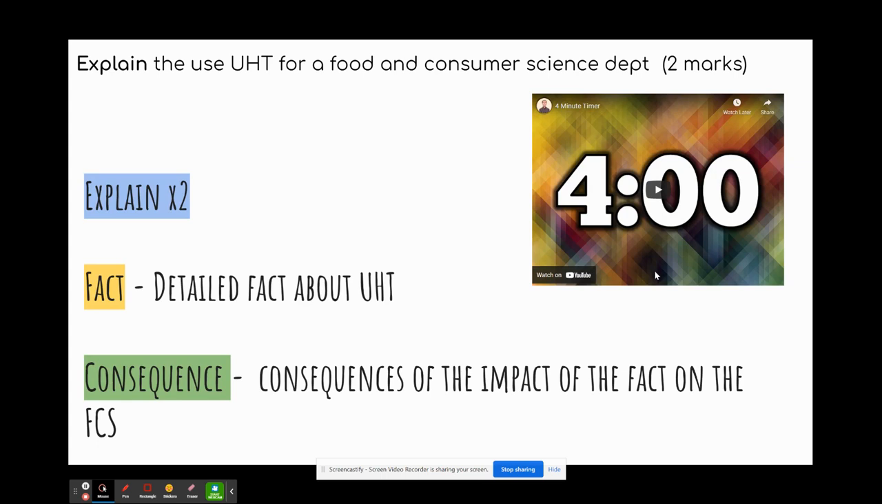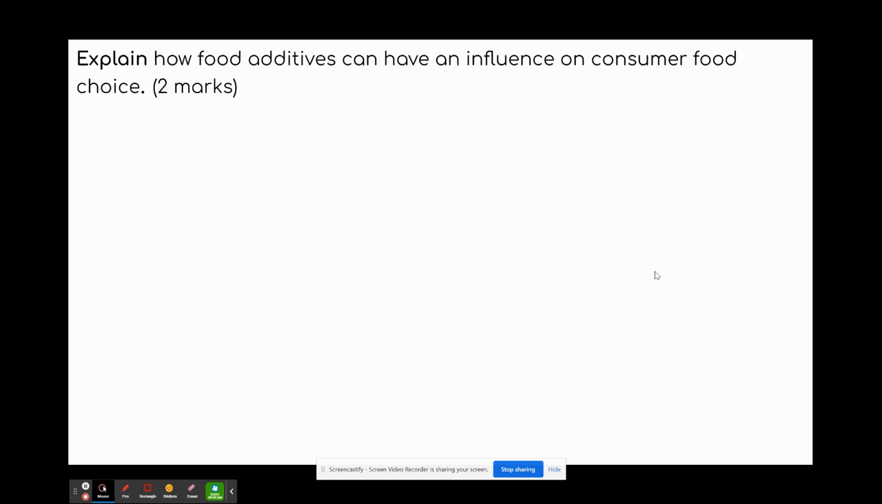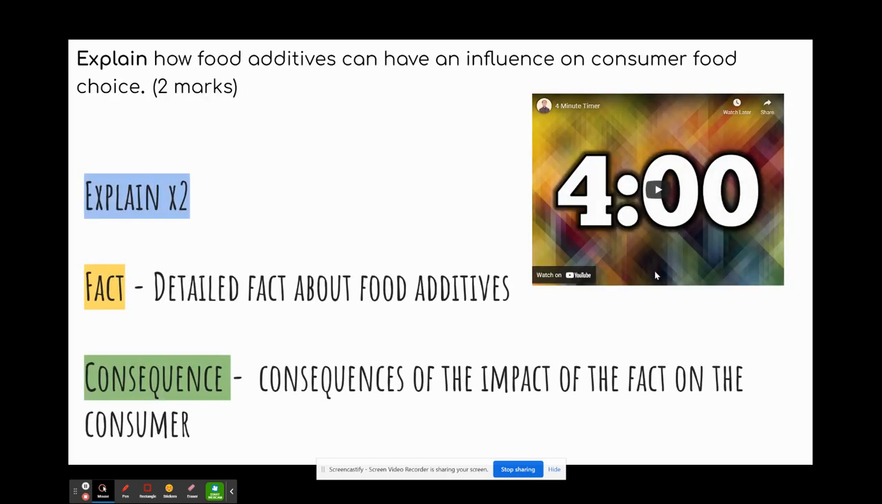Lastly, we've got 2 more questions here that you can work on independently. Every question tells us 3 things. Thing 1 is a command word, so you have an explain question here. The mark allocation is 2, so you would need 2 facts and consequences. And we are relating back to a food and consumer science department. Our last question is similar, but we are explaining how food additives can have an influence on the consumer. So our command word is explain, our mark allocation is 2, and we're referring back to a consumer in our consequence.